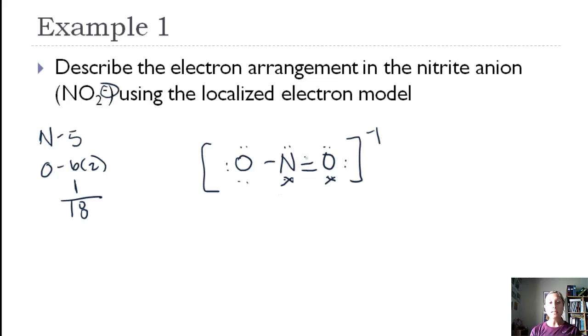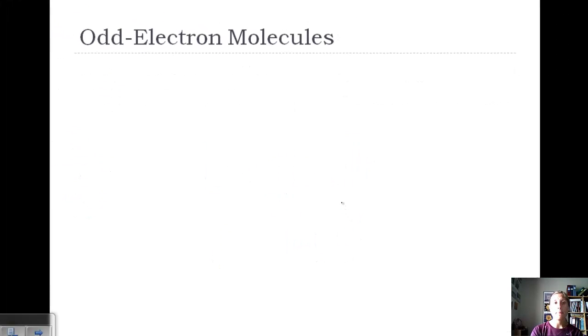Okay, but because this double bond is on the more right oxygen, we could also have a second resonance structure. Remember, we want those double-headed arrows. And so we could put our double bond on the more left oxygen, and both of those would be correct.